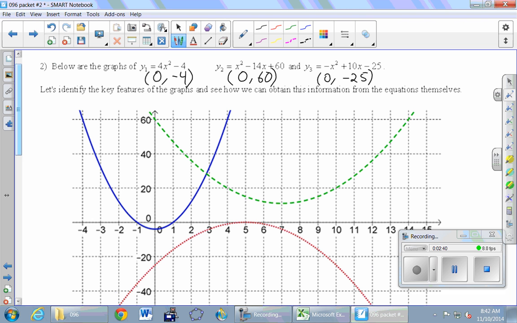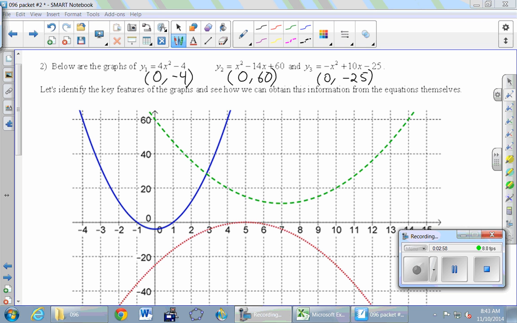Okay, so given those 3 points, can you look at the graphs and figure out which equation goes with which graph? So take a moment. Label the 3 graphs with either y sub 1 or y sub 2 or y sub 3 based on what we just figured out up here. And then check with your neighbor.